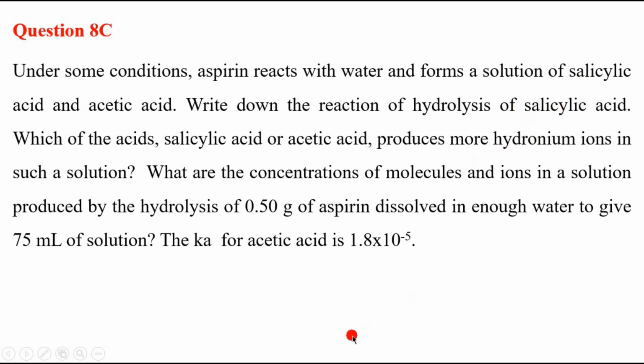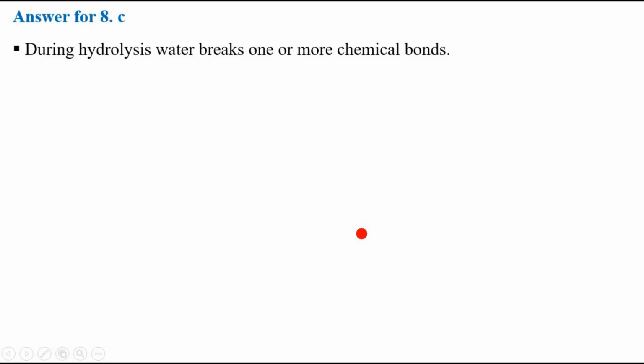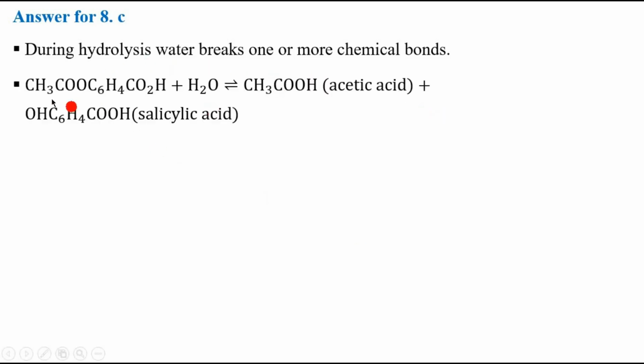So let's see here. We just get the answer. So for question 8c, the first one, during hydrolysis, water breaks one or more chemical bonds. This is what we have. We can split it here so that you can get the acetic acid plus salicylic acid. That's what we get if we do the hydrolysis, because they are asking to write down the hydrolysis reaction.